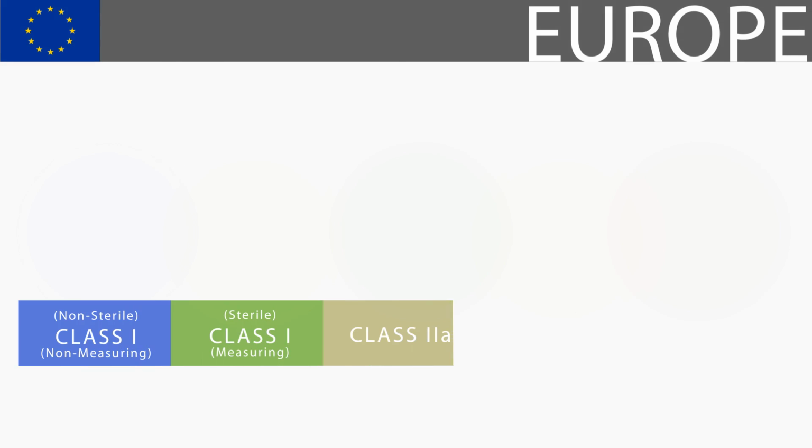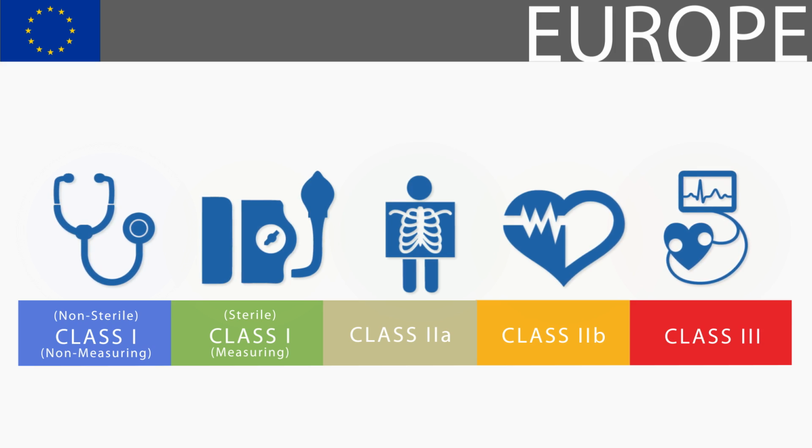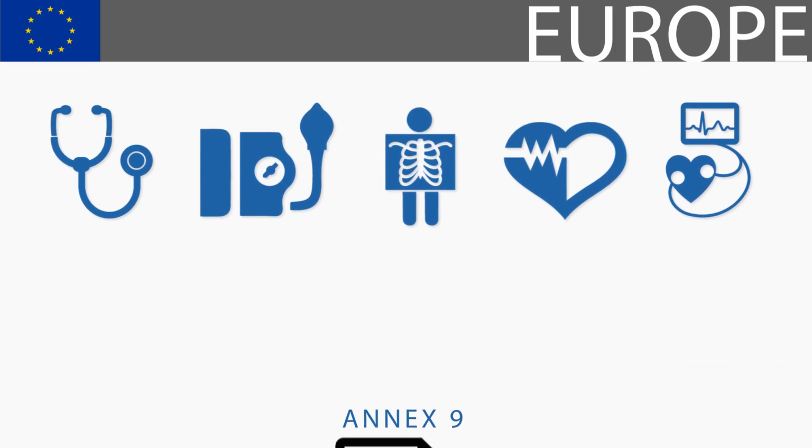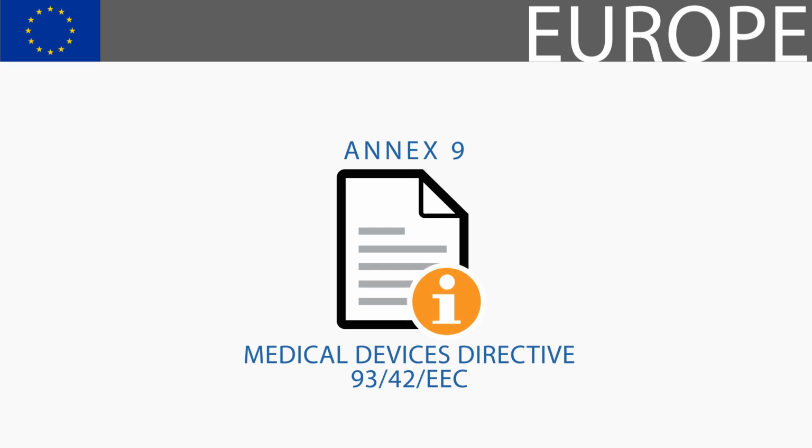By now, you probably know that most countries group medical devices according to the risk they pose to patients and users. This classification scheme determines the regulatory pathway. Europe actually has two categories of Class 1 devices: those provided sterile or with a measuring function, and those that are not. There are also two Class 2 categories, 2A and 2B. Finally, there are high-risk devices, Class 3. You can determine your device classification by reviewing Annex 9 of the Medical Devices Directive.